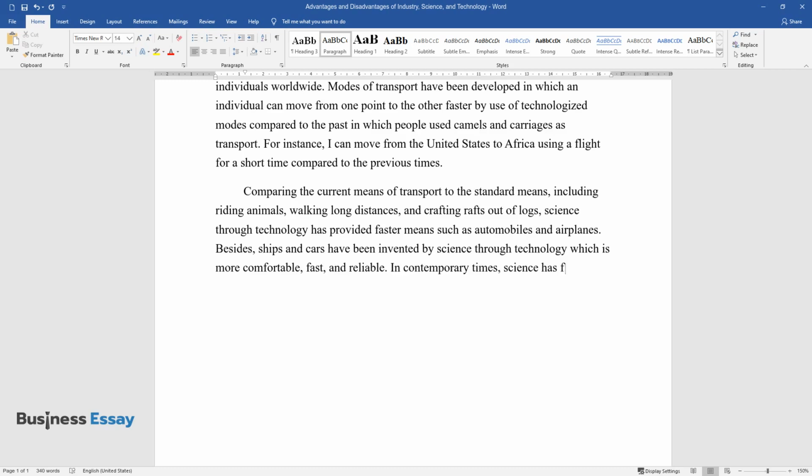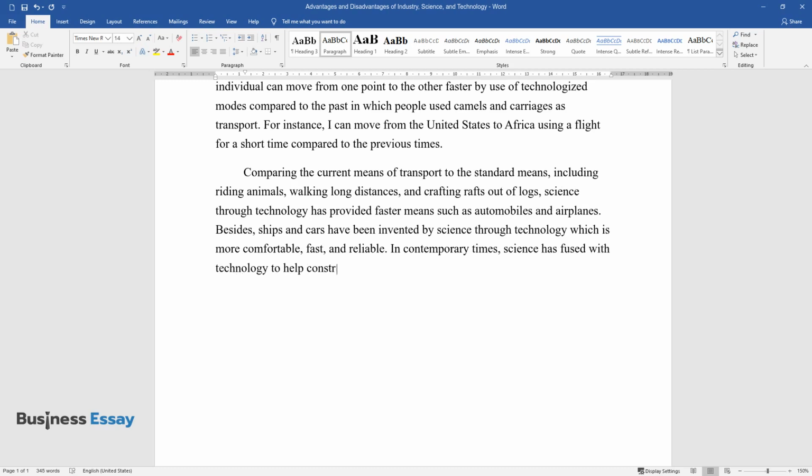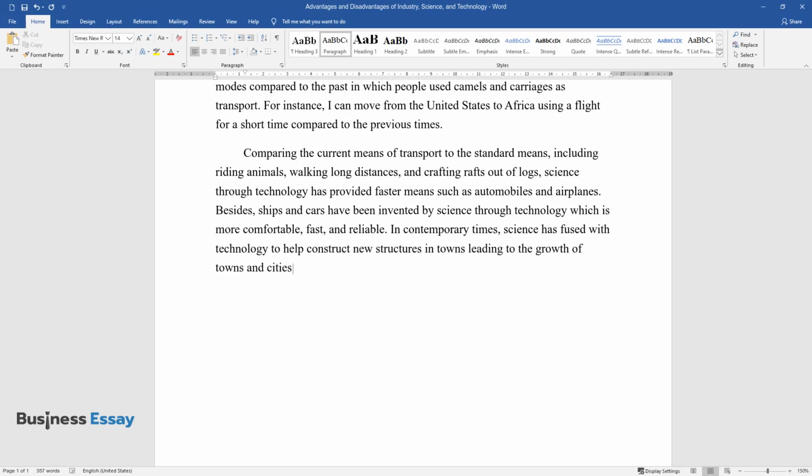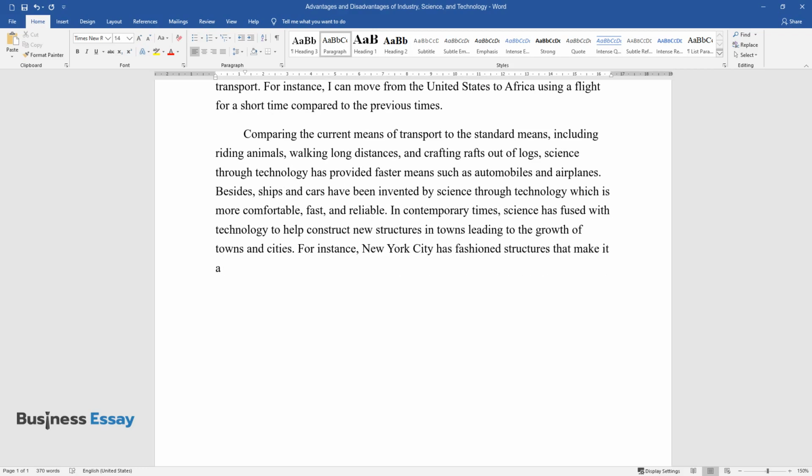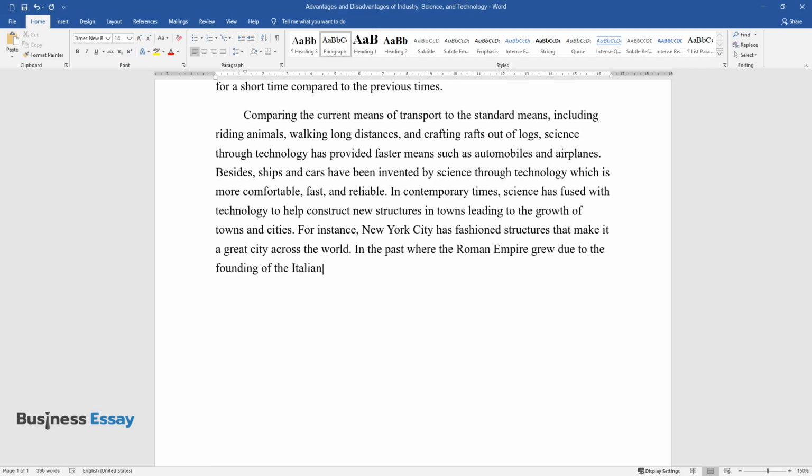In contemporary times, science has fused with technology to help construct new structures in towns, leading to the growth of towns and cities. For instance, New York City has fashioned structures that make it a great city across the world. In the past, the Roman Empire grew due to the founding of the Italian city of Rome.